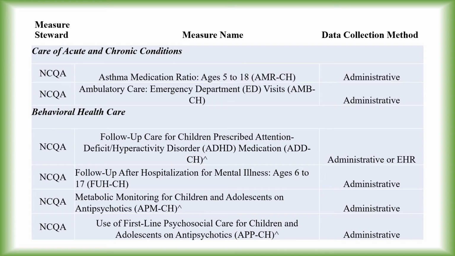Metabolic monitoring for children and adolescents on antipsychotics. This measure is part of the behavioral health core set. The measure steward is NCQA. The data collection method is administrative. Use of first-line psychosocial care for children and adolescents on antipsychotics. This measure is again part of the behavioral health core set. The measure steward is NCQA, and the data collection method is administrative.